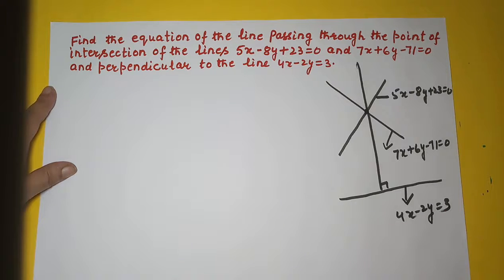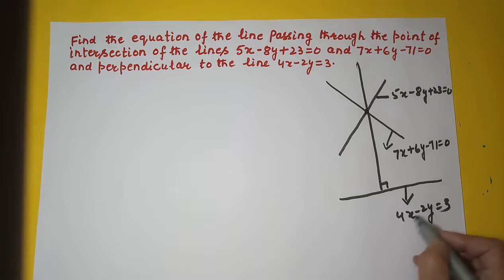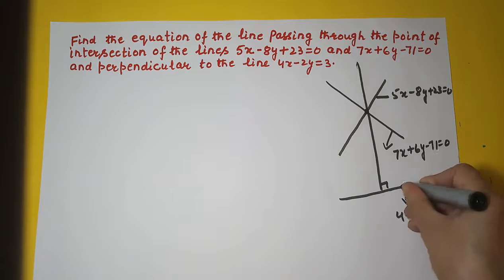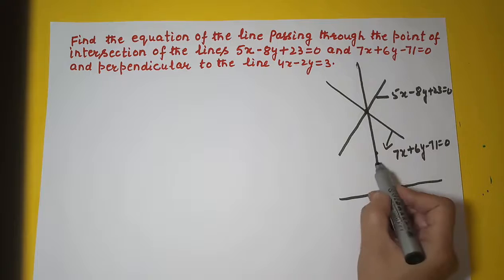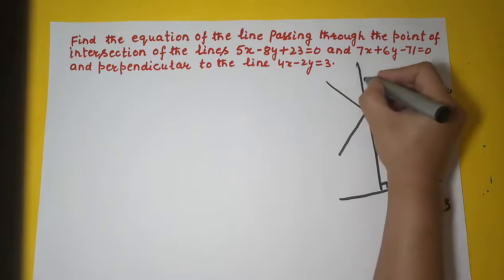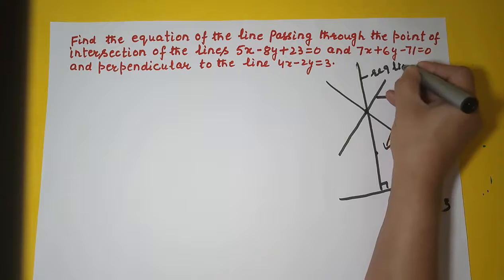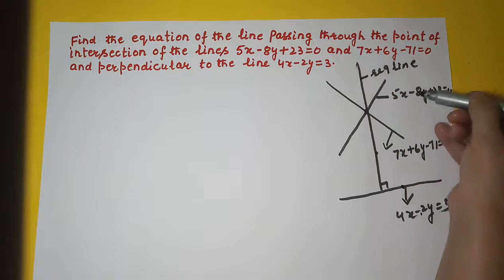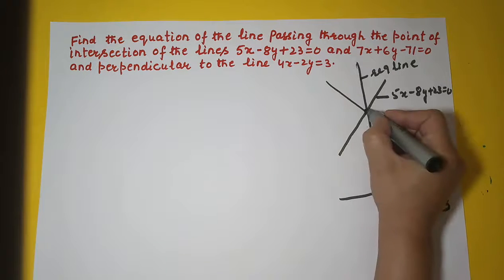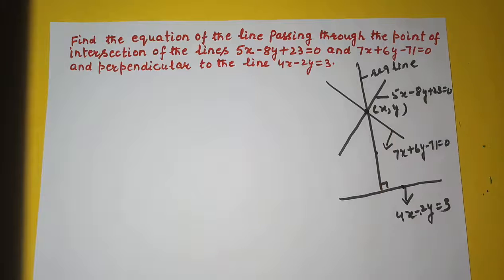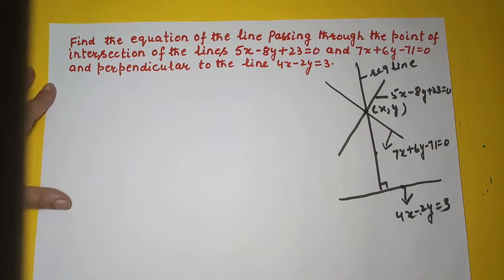Now this time we are not given the point, we are not given the slope. How do I find the slope? I will find the slope of this given line, and then the product of slopes of this line and the required line is -1 because they are perpendicular to each other. So I will get the slope of the required line. Now what about the point? I don't have the point. So I will solve these two equations simultaneously, get the values of x and y. That will be this point of intersection. So let me first find the point of intersection.